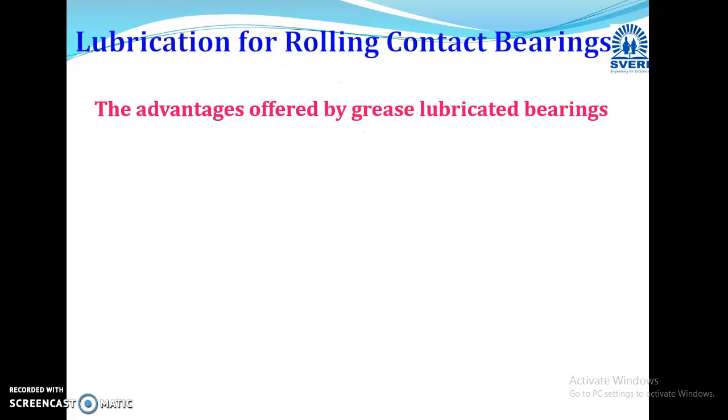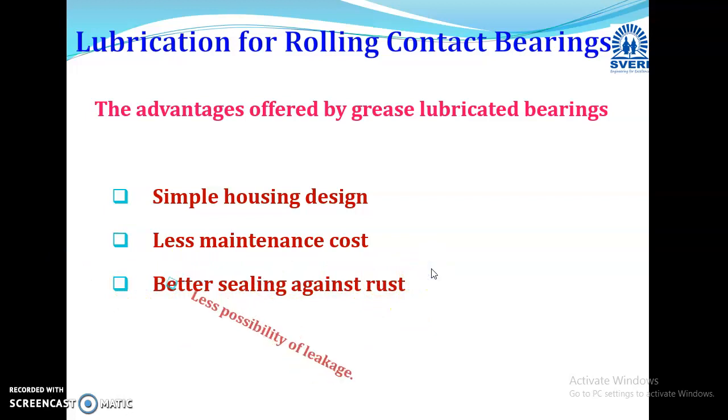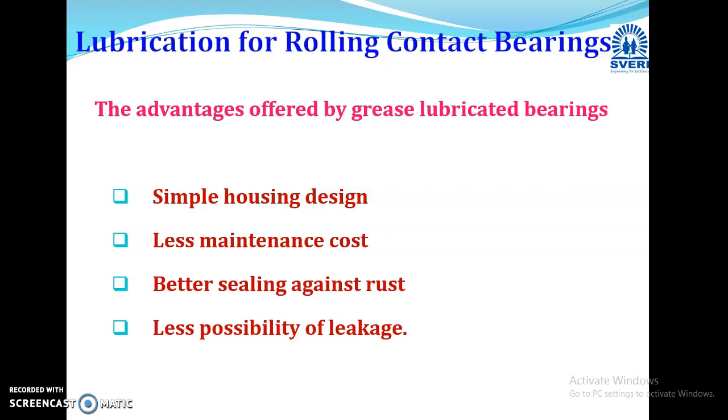Now there are advantages of grease also, so let us discuss them. Simple housing design: when you use grease, the design of the housing will be simple, with less maintenance cost as compared to a system having oil. Then better sealing against rust. The oil will not provide this sealing as compared to grease, and there is less possibility of leakage. Grease has less flowability. Grease does not flow as compared to oil, therefore less leakage will occur.